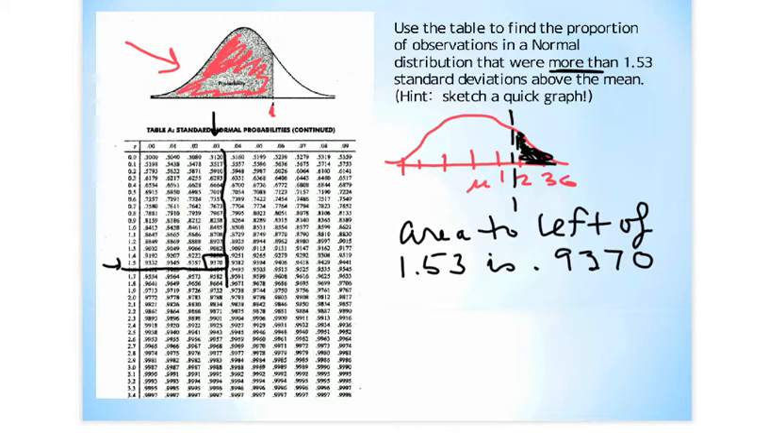All right, so that's the area to the left. So remember, that represents all of this area. Okay, so 0.9370 is that area. Now, in order to find the area in black that we're looking at, remember we're going to take 1, because that's the total area. We're going to subtract the 0.9370. And we will get 1 minus 0.9370 is 0.063.